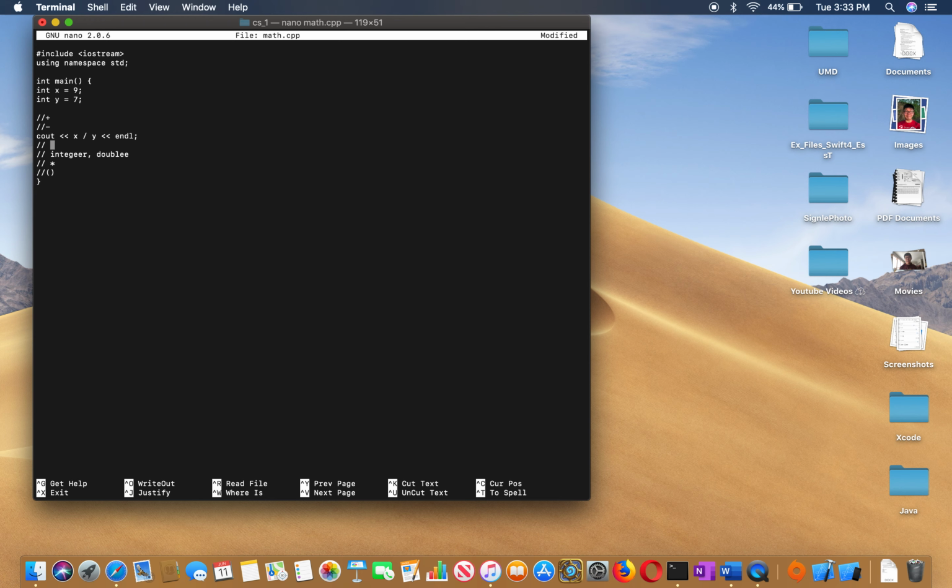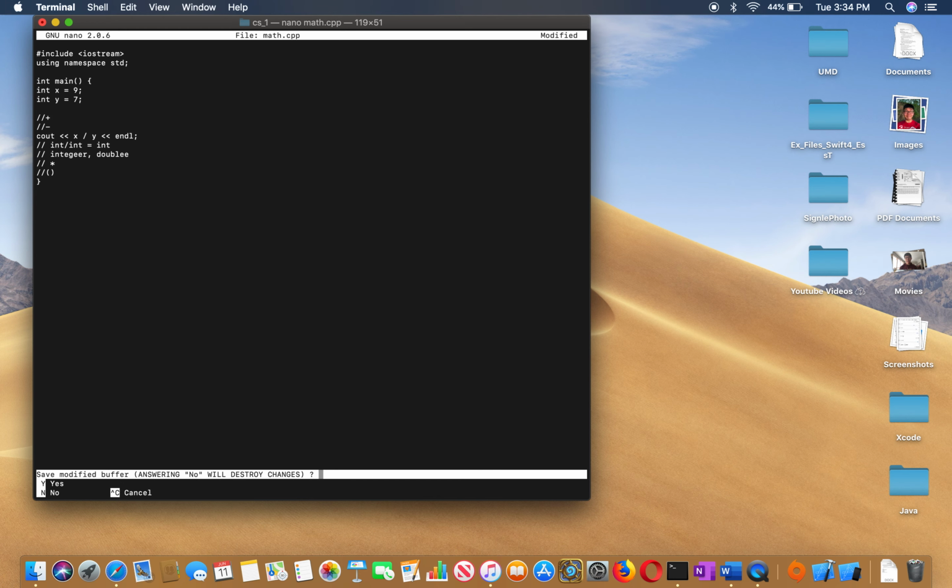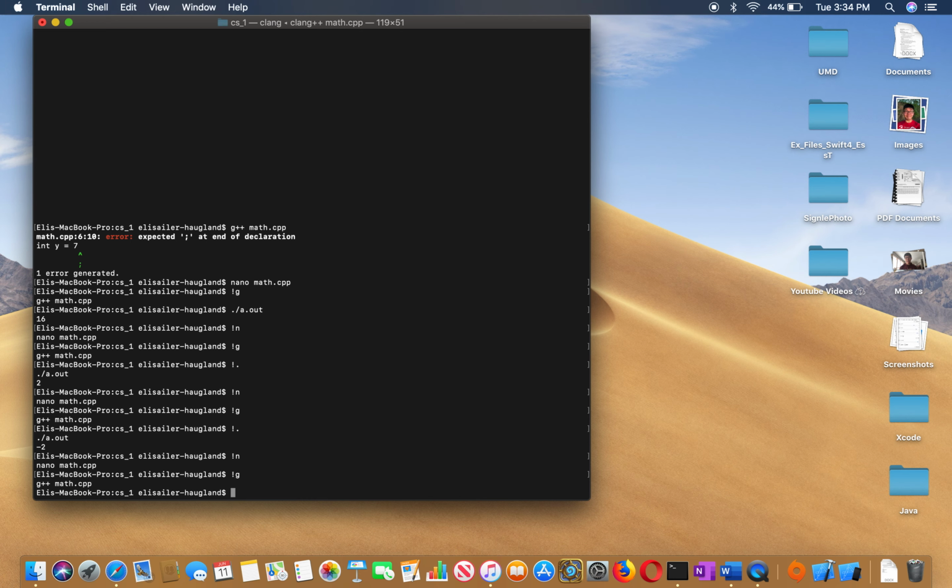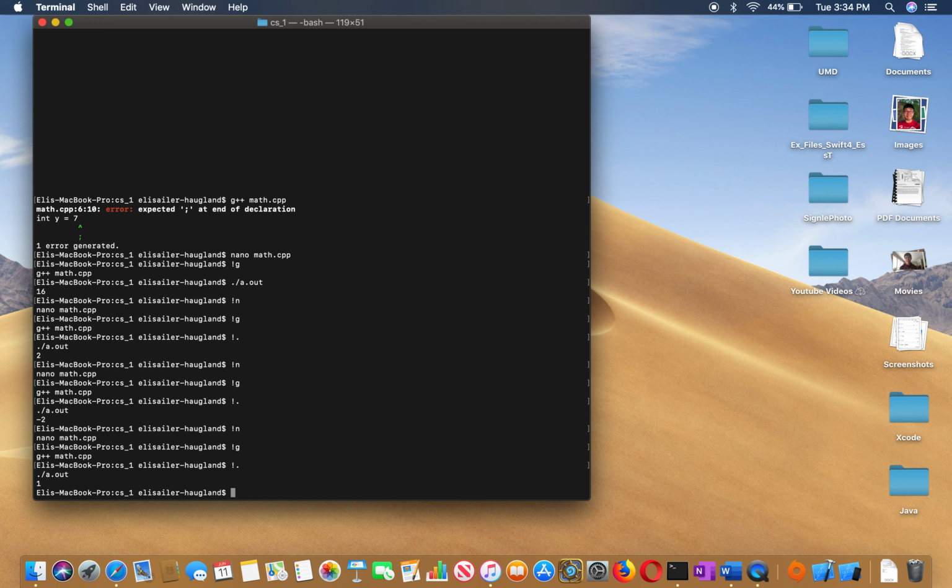So let me put down some notes here. An int divided by an int is equal to an integer. But what integer is it going to be rounded to? It's going to be rounded down no matter the value. So let's run this program and we get our 1.